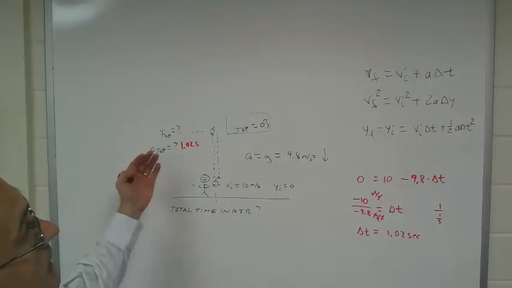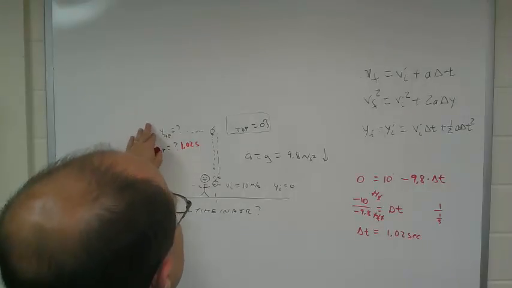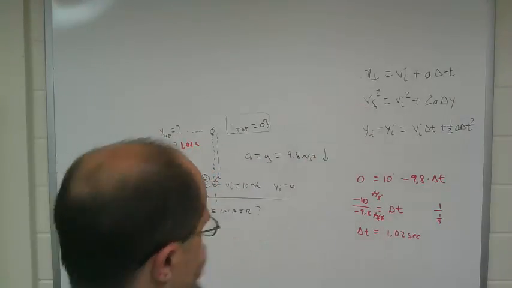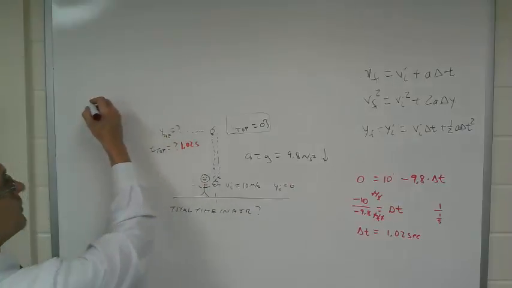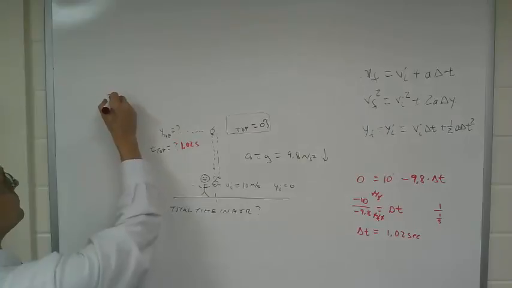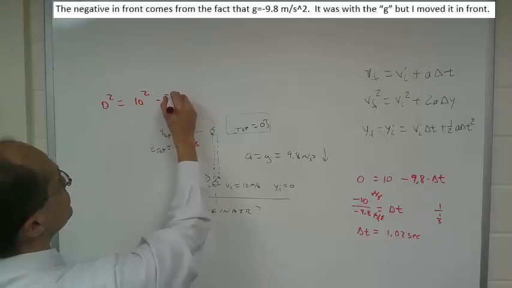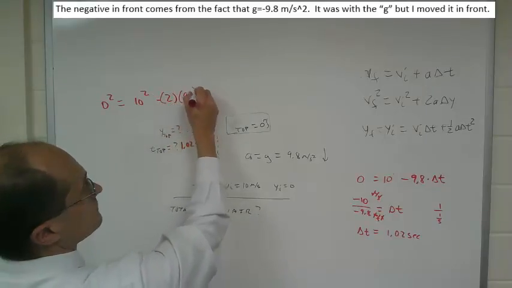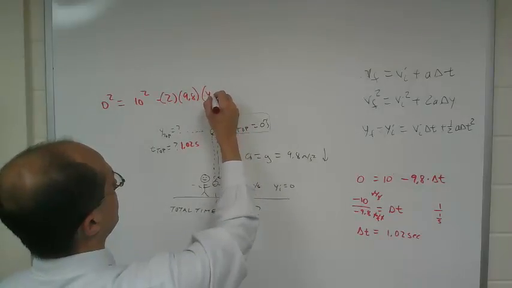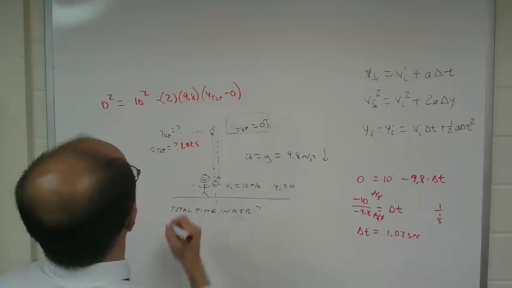So once we know the time to the top, we could figure out the distance to the top without even knowing the time, because we could use this equation. So let's do that. If we call v final v at the top, that means that 0 squared is equal to 10 squared minus 2 times 9.8 times our change in position. And so that's y final, which is y top, minus y initial, which is 0.